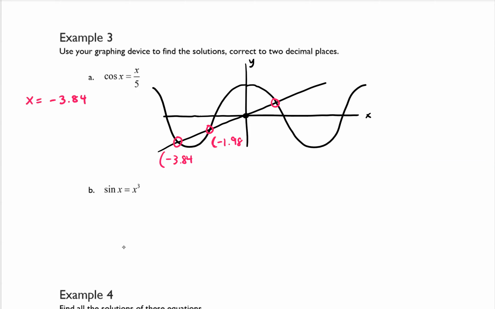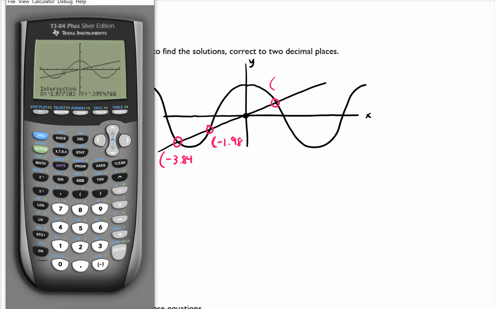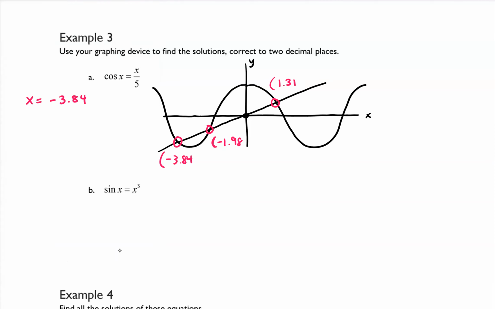And then the last one, okay, I got kind of close. I'm going to hit enter, see what happens. Great, we get 1.31. So those are the x coordinates for where these two graphs intersect at these 3 locations. So our solutions are going to match up accordingly. And these are our 3 solutions to this equation.